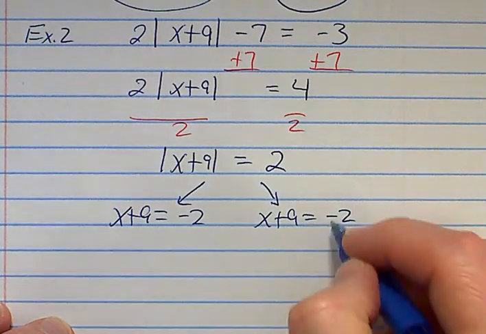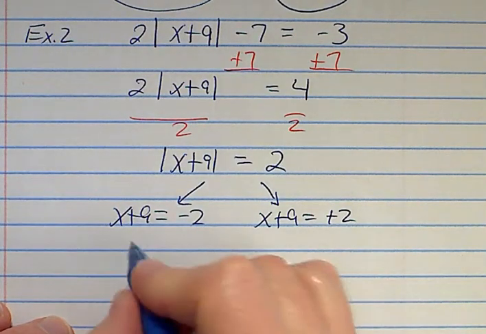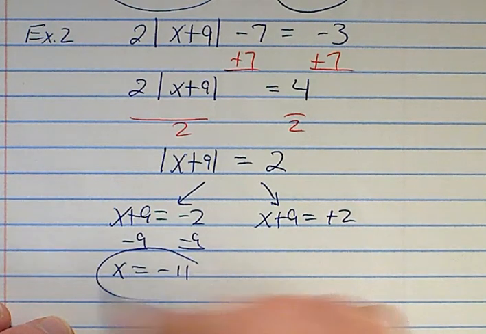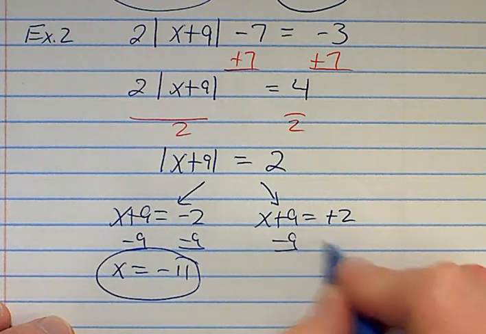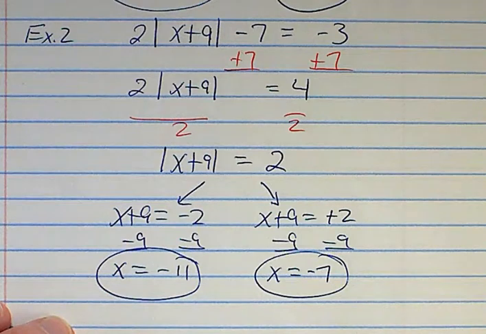Oh, my bad. Yeah, that is positive 2. My bad. Alright, and this one, a lot quicker solving on this one, just subtract 9 from both sides. So this one is negative 11. This one will subtract 9 and make it negative 7.